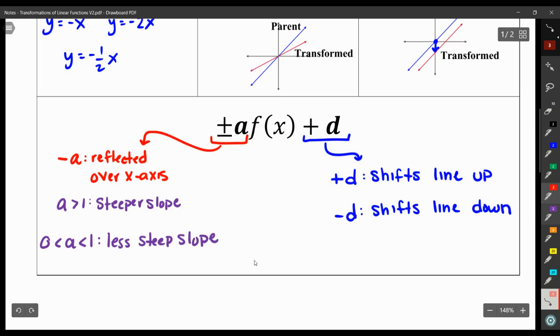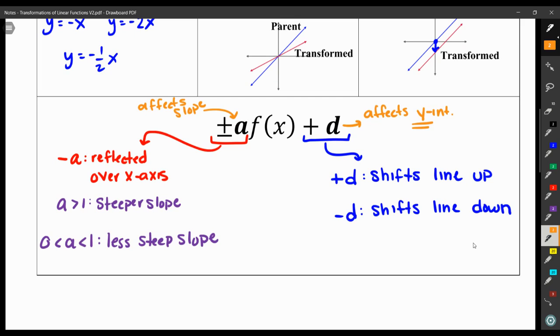Maybe we can write that somewhere as well. I'll write it in orange. So this guy affects the y-intercept, and a affects slope. Okay, this is something good to memorize because when we hit functions later on down the road, we're going to come back to this and just add more pieces to it.